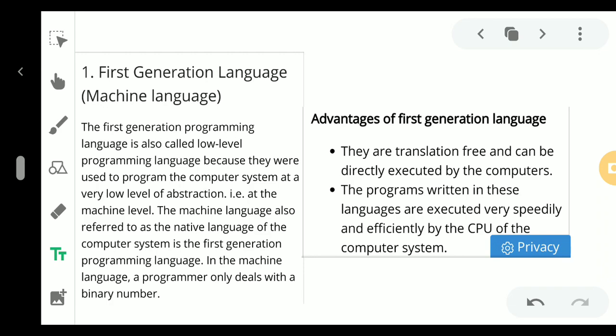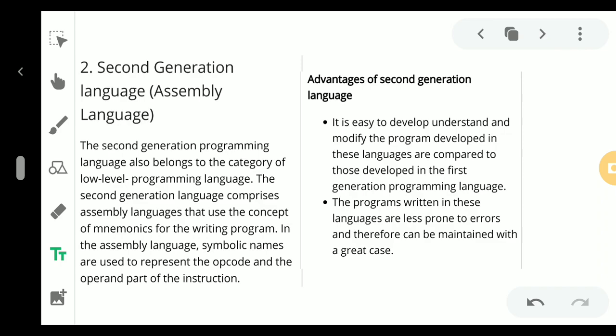Now we come to the second generation, also known as assembly language. The second generation programming language also belongs to the category of low level programming languages. It comprises assembly languages that use the concept of mnemonics for writing programs. In assembly language, symbolic names are used to represent the opcode and the operand in instructions.